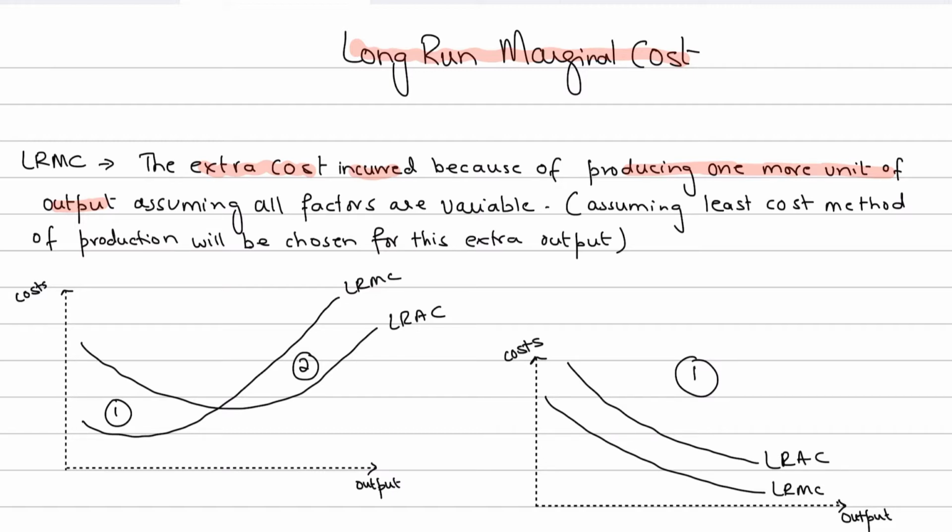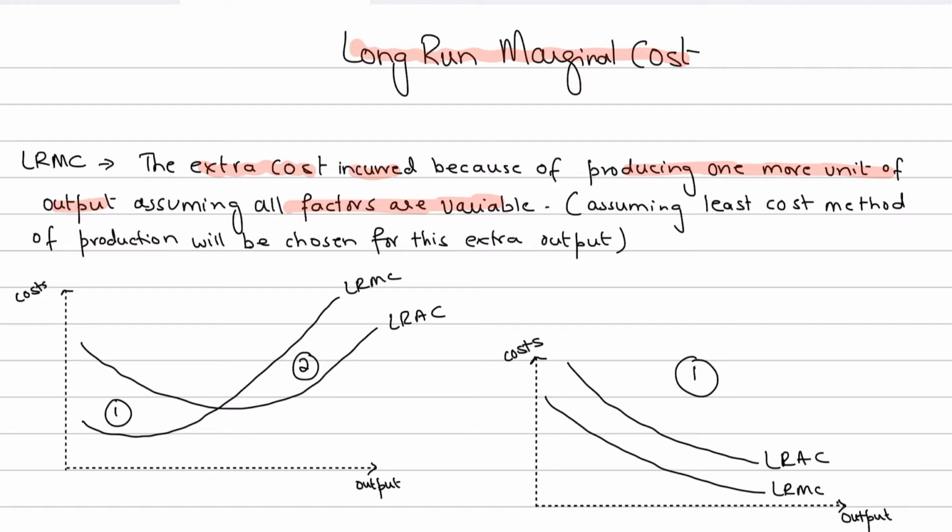But since we are studying the long run marginal cost, we are assuming that all the factors are variable. Obviously, all the factors are variable in the long run, right? So the long run marginal cost is the extra cost that is incurred because of producing one more unit of output, assuming all your factors are variable.